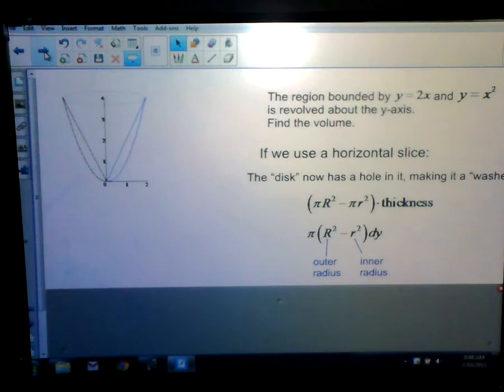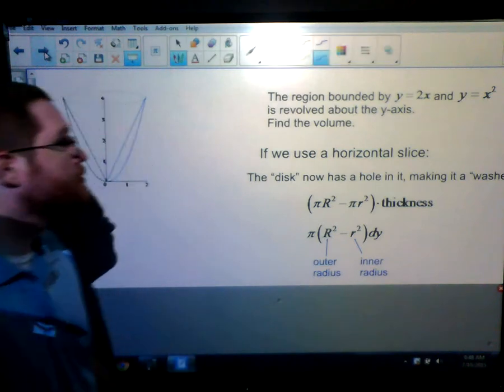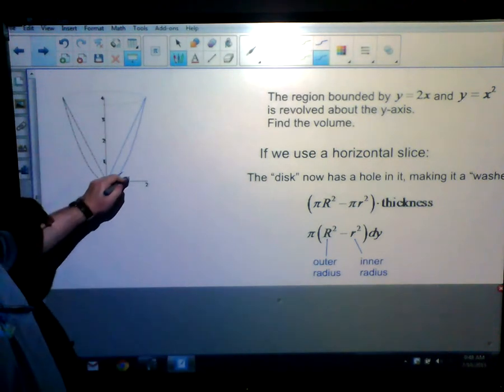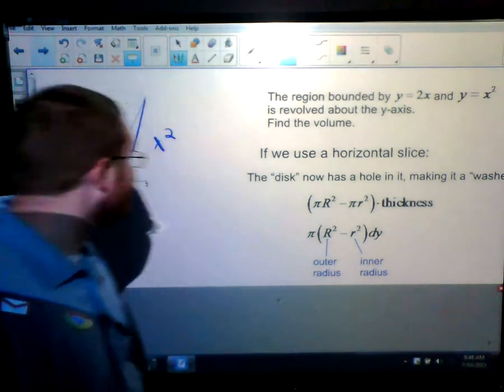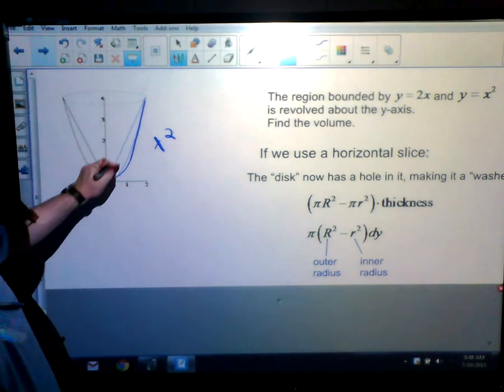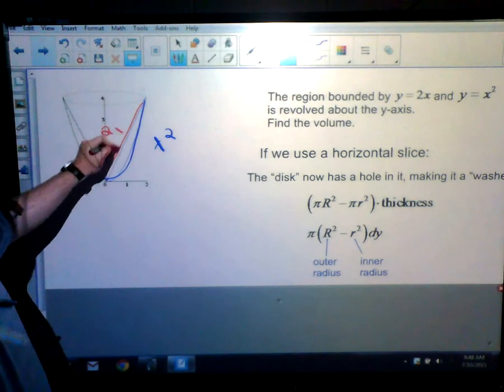What about something that looks like this, where there's an outer function, x squared, and there's an inner function, 2x.